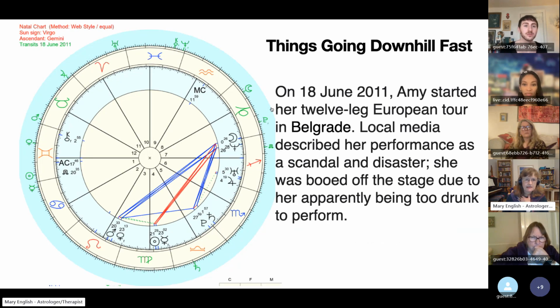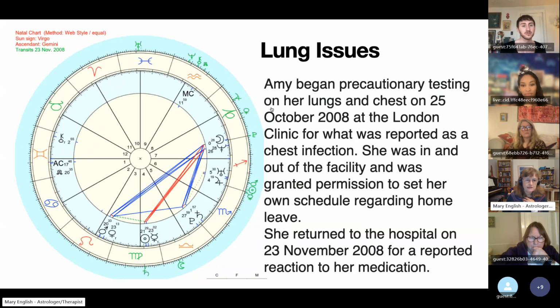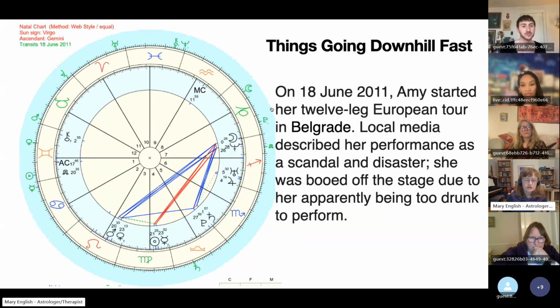Now we get to the 18th of June 2011. So this is going forwards a little bit in time. She's been successful, but she's spiraling out of control. She's drinking too much. The crazy things she's getting up to. Her dad's not helping, her mum's not helping. Nobody really knows how to help her. She can't help herself. Her recording company aren't being helpful either.